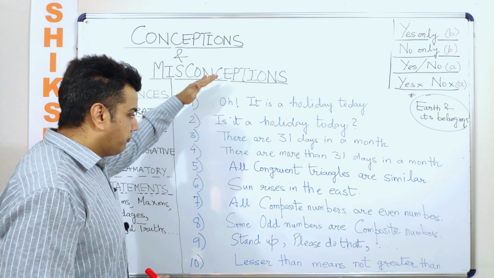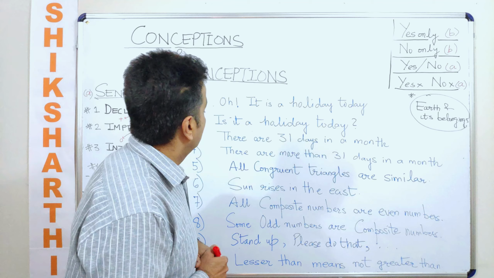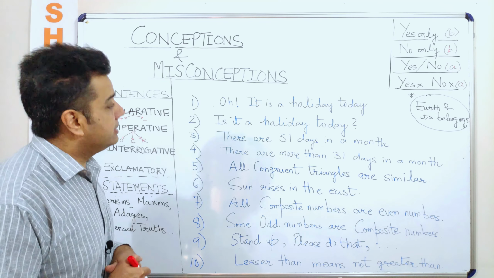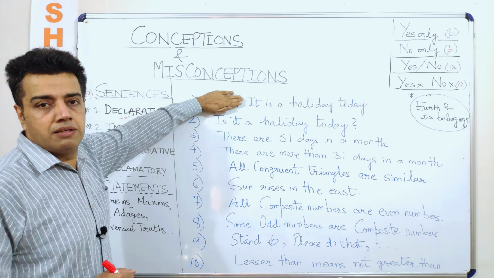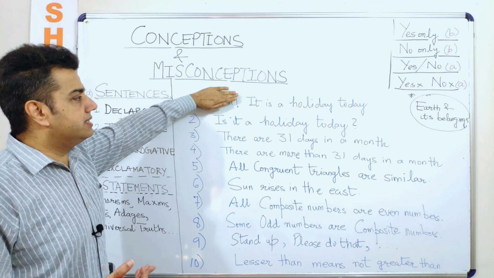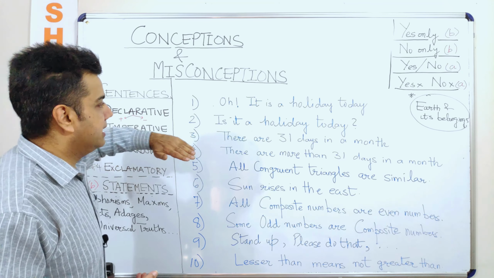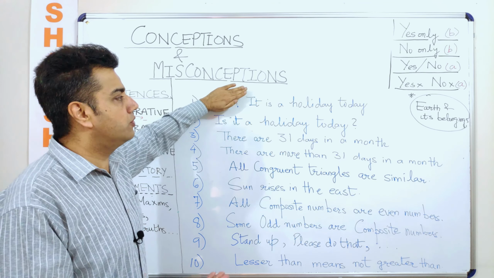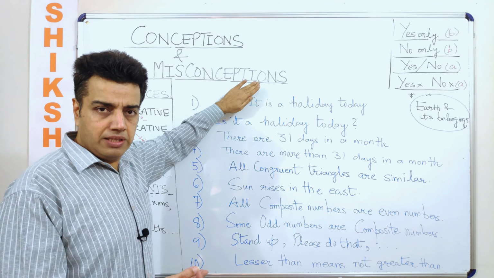These sentences fall under which category? Let us see. So the first one, the sentence that I have written here is, I could have started off, it is a holiday. From the same sentence, I can form different categories of sentences. For example, if I say it is a holiday today, can't I say it is a declarative sentence and that too a positive one?